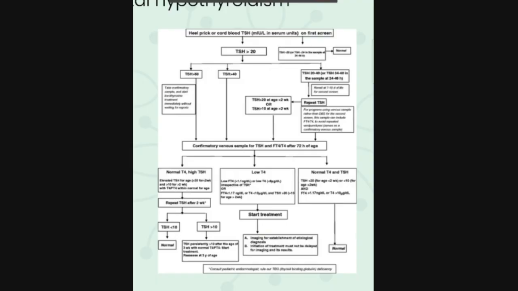See, this is the major chart. In this chart, I'm not going to explain the entire chart, but you can use it. Also, the Indian Academy of Pediatrics (IAP) has published standard treatment guidelines for congenital hypothyroidism. You can just avail them directly from the internet, and that is a very good source for learning congenital hypothyroidism.